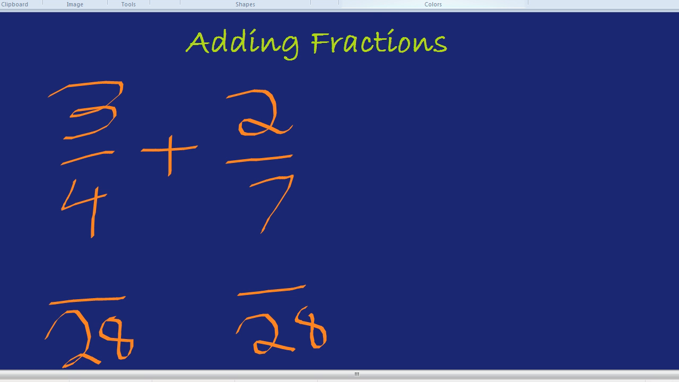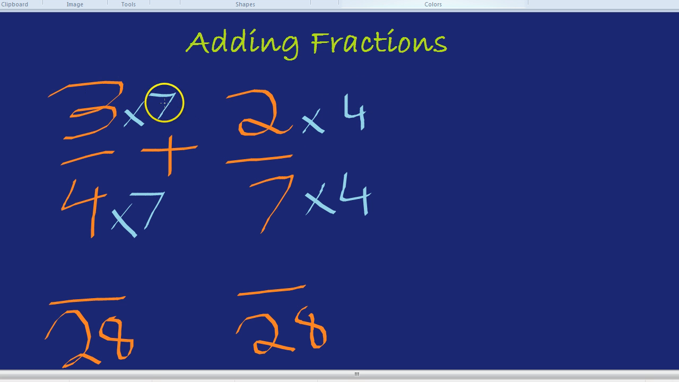Again, what did we have to do to the 4 to get it to be 28? We had to times it by the other number, 7. So we times the top line also by 7. What did we have to do to the 7 to get it to be 28? We times it by 4, the other number. So we times the top line by 4 as well.